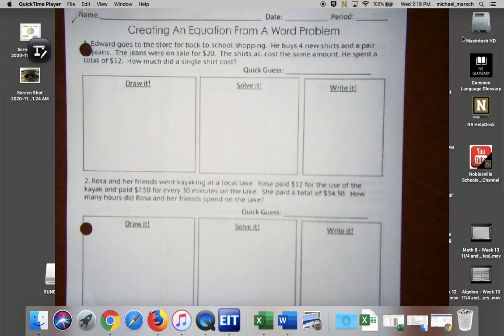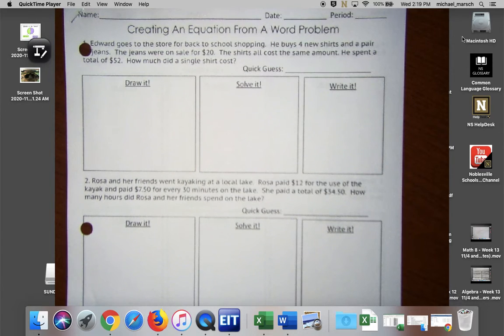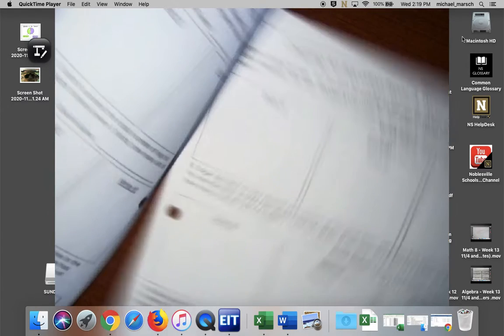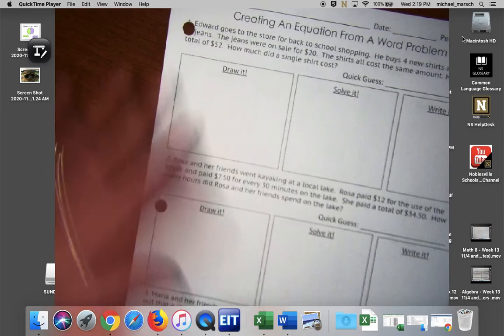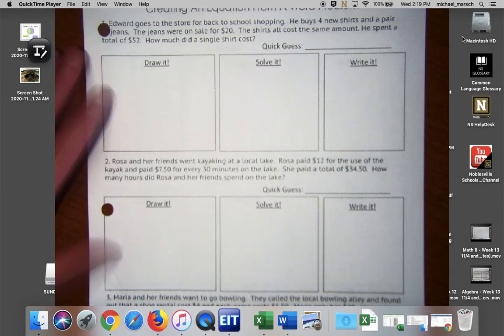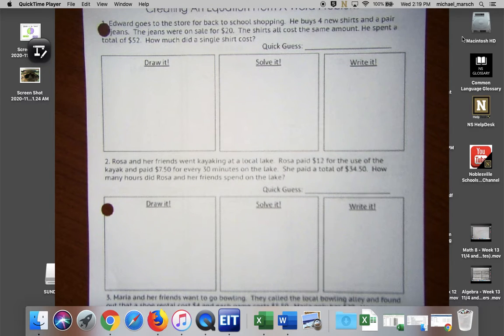So we're going to work through these first 3. And then actually I want to do problem 5 with you as well because it's kind of an interesting way of looking at things. So Edward goes to the store for back-to-school shopping. He buys 4 new shirts and a pair of jeans. The jeans were on sale for $20. The shirts all cost the same amount. He spent a total of $52. How much did a single shirt cost?